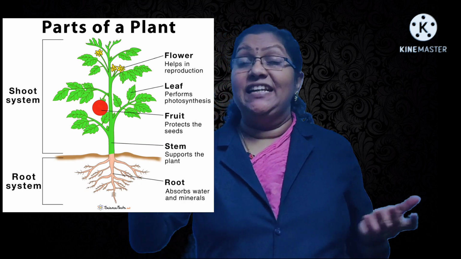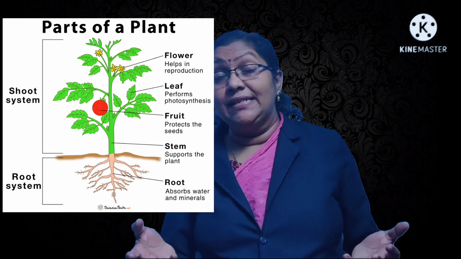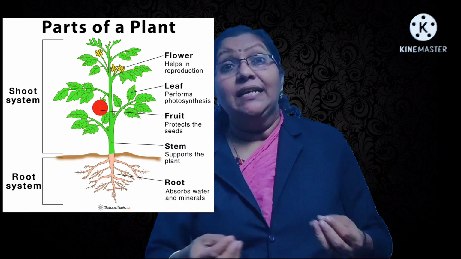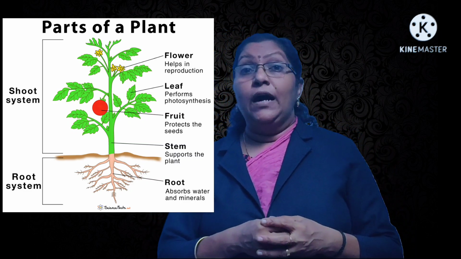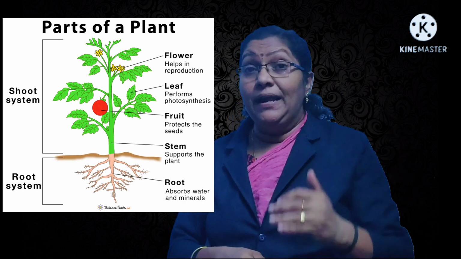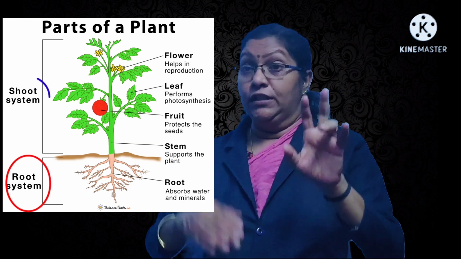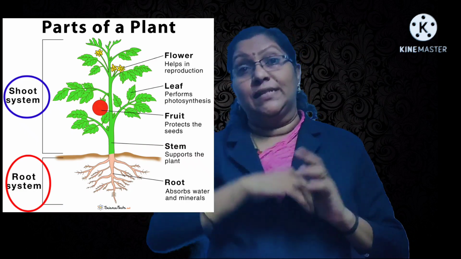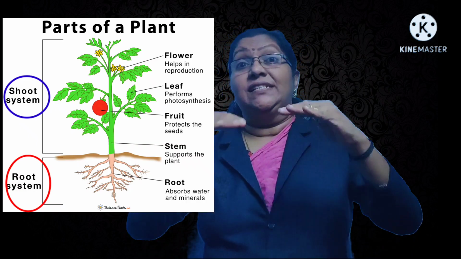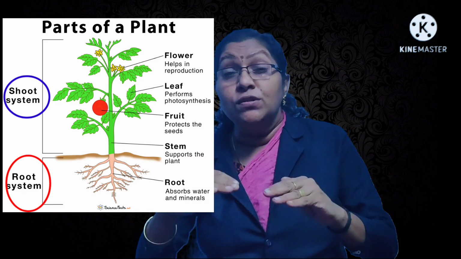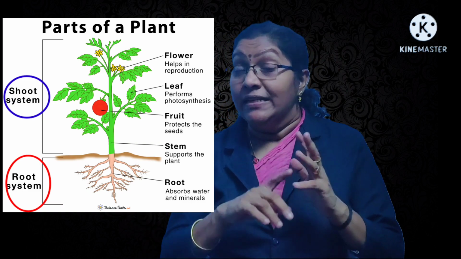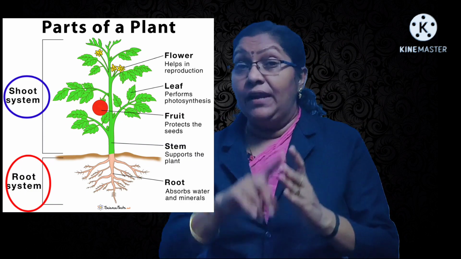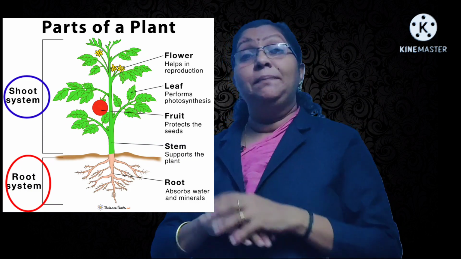On the stem you can see a large number of leaves, a lot of flowers, the buds, as well as the fruits also. Now we can divide the parts of the plant mainly into two: the root system and the shoot system. The root system is under the soil, and the shoot system is above the soil. The shoot system consists of stem, leaves, flowers, fruit, as well as the buds.